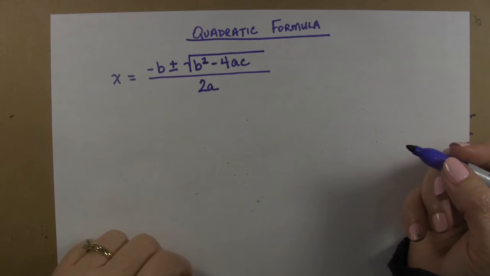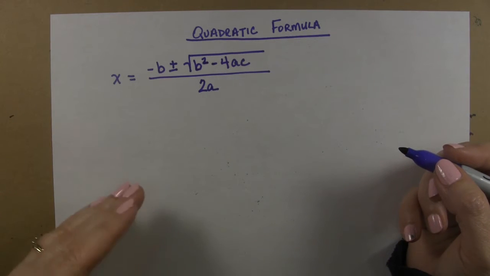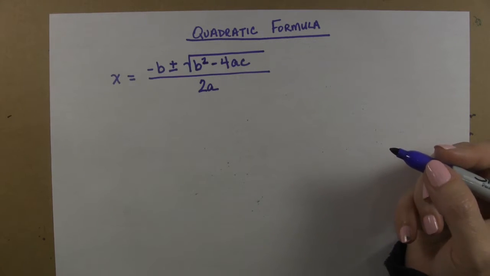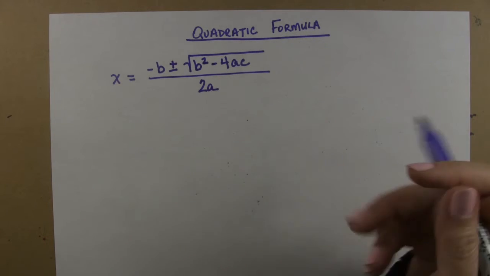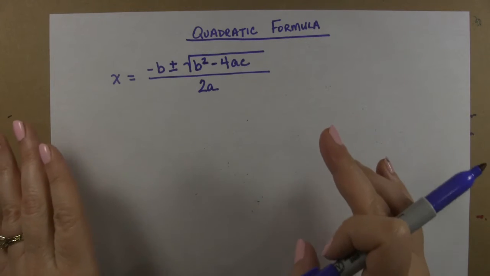Okay, so the first question students often have is, do I have to memorize it? And the answer is no. Today, in this world of Google, the quadratic equation is a mere 0.03 seconds away. So no, you do not have to memorize it. However, we're going to be using it a lot, so you might wind up memorizing it accidentally. That's okay.